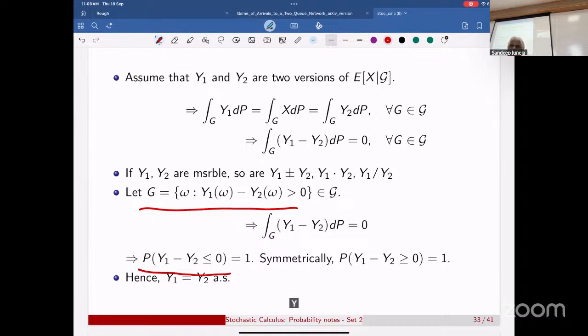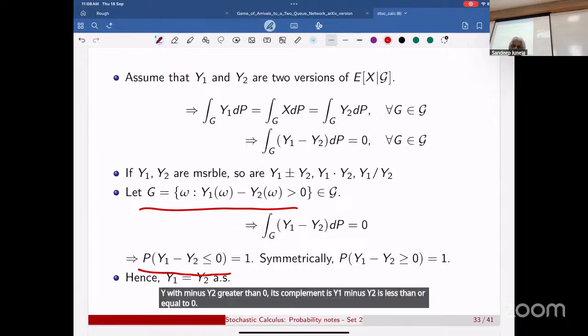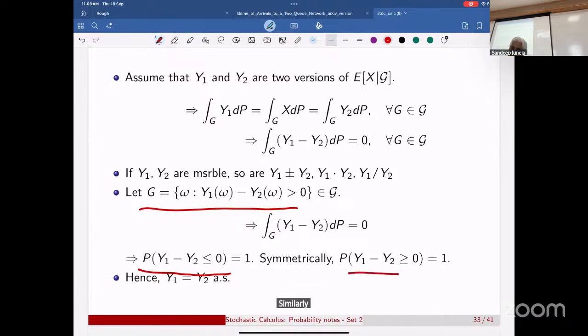y1 minus y2 greater than 0, its complement is y1 minus y2 less than or equal to 0. That has probability 1. Similarly, y1 minus y2 greater than or equal to 0 has probability 1. So the intersection of the two sets also has probability 1. And that's y1 equal to y2, almost surely.